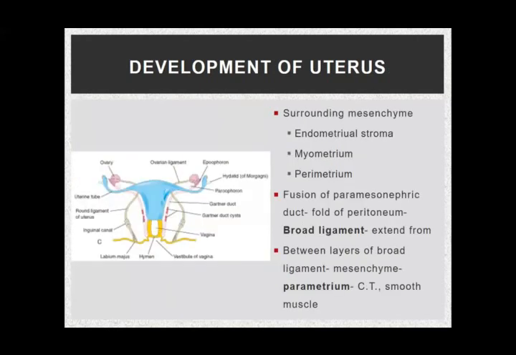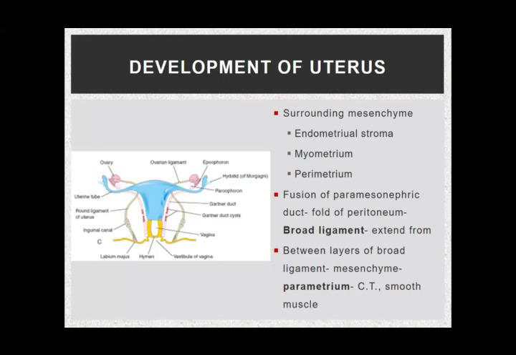Now, what happens is that the uterine tube is formed from the paramesonephric duct. It is surrounded by mesenchyme. This mesenchyme develops into the stroma of the endometrium, connective tissue, etc. It develops into the muscles of the uterus here, okay? And the perimetrium, the embryonic connective tissue, which is lying within the layers of the broad ligament.